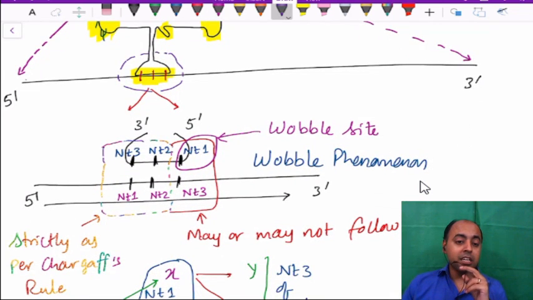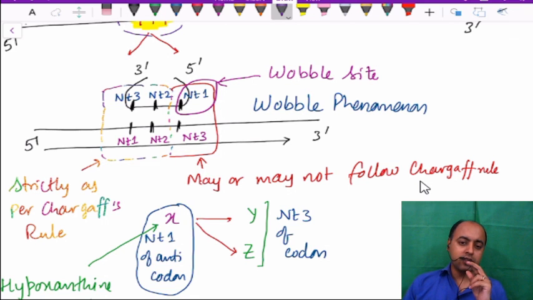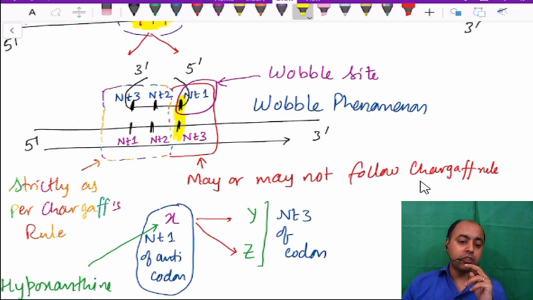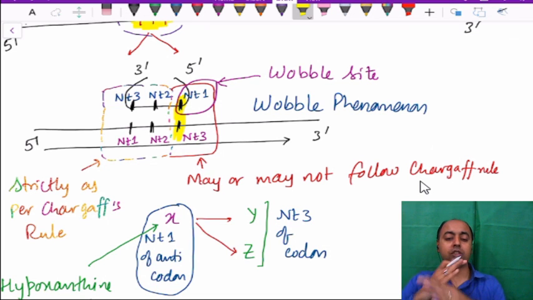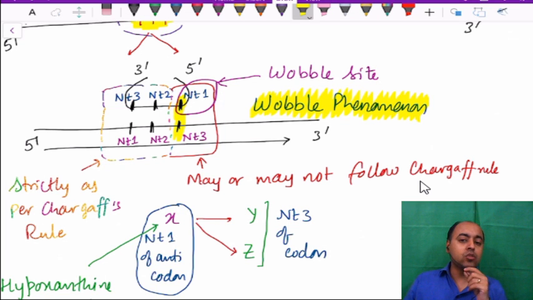But when we examine this pairing in detail, we find that position 1 and 2 of the codon are following the Chargaff rule. There is no confusion about that. They are following the Chargaff rule, with the corresponding nucleotide on the anticodon, that is nucleotide 2 and 3. But when we come to the pairing between the nucleotide 1 of anticodon and the nucleotide 3 of the codon, we find that sometimes it follows the Chargaff rule, sometimes it does not. So it is showing some flexibility. This flexibility in pairing has been described as wobble phenomena. The flexibility in pairing at this position is known as the wobble phenomena.